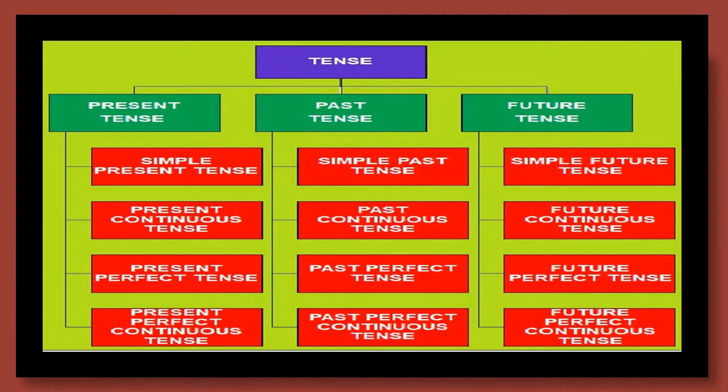As you can see on the screen, there are three types of tenses: present, past, and future. Each of these three types has four different forms. In the course of this video, we shall discuss each tense in detail.